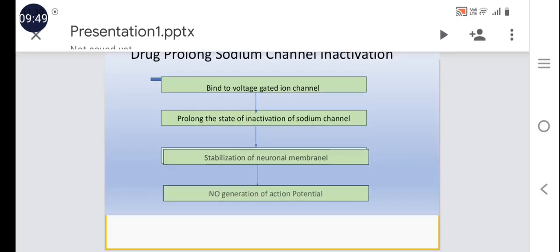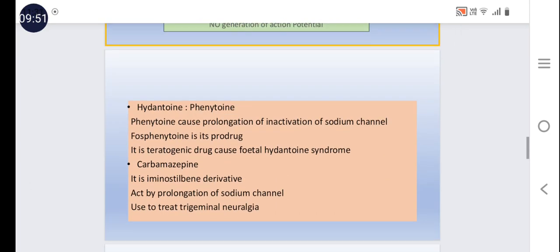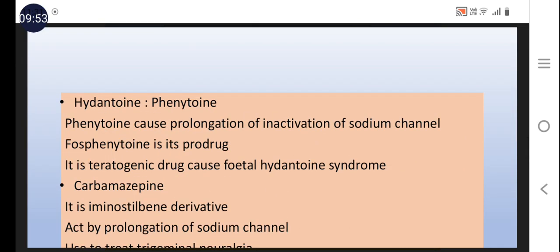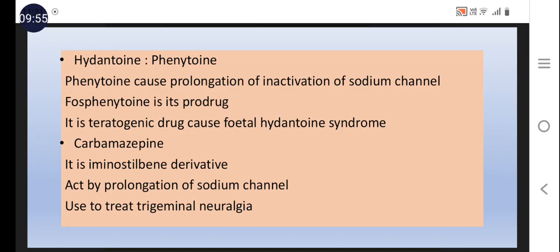In that, the first drug is phenytoin. Phenytoin is a hydantoin class drug, and phosphenytoin is its prodrug. And phenytoin is a teratogenic drug. Teratogenic means those drugs that create abnormalities in the fetus. Phenytoin is responsible for the fetal hydantoin syndrome.